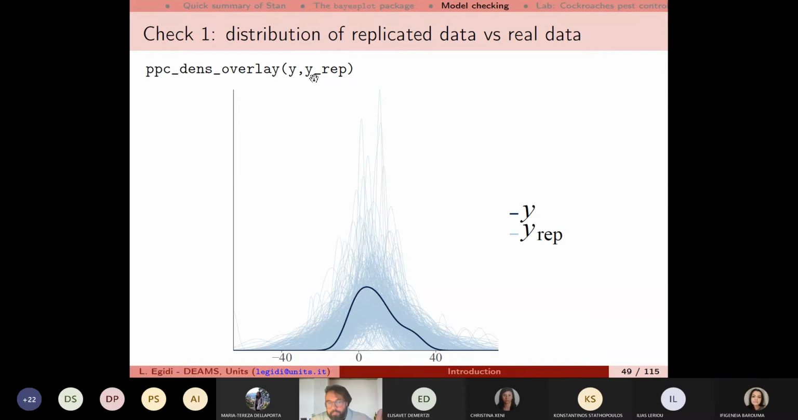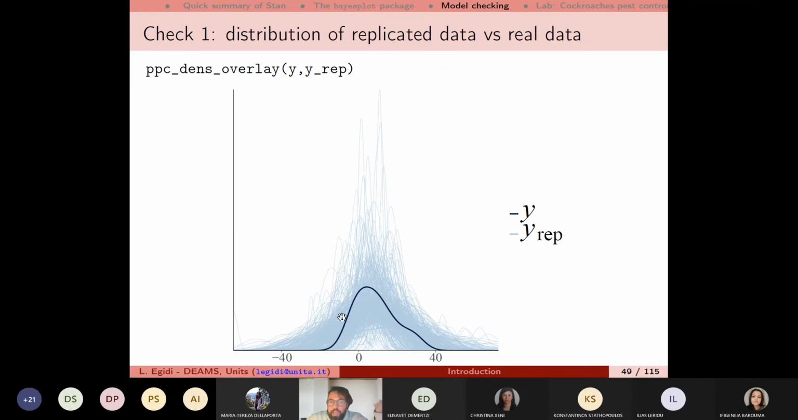I will have as many yrep vectors as the number of iterations that I posed at the beginning. So let's see in this case that the blue line, which is the line of the observed data, lies within the cloud of the replications, and is somehow not distinguishable with respect to the simulated ones. So according to the data distribution, according to the approximated density of my data, we have no signals here to say that my model is not fitting the data well.